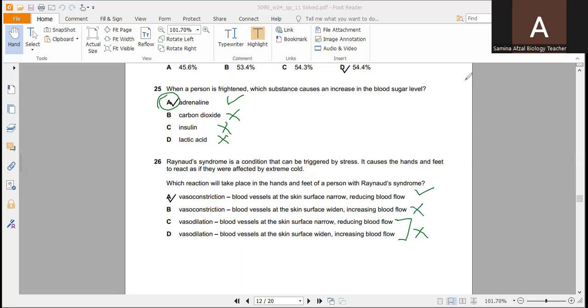When they feel extreme cold, it means the blood is not flowing towards the skin. Due to less blood flow, the person feels cold. So in this way, the first one, A, is the correct option. The narrowing of blood vessels will reduce the blood flow towards the skin. So we can say only the vasoconstriction, A, is the correct option in this case.